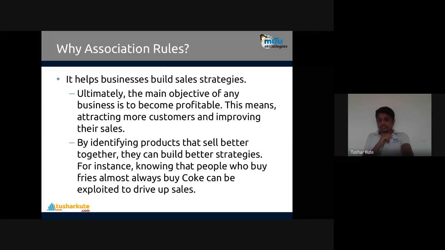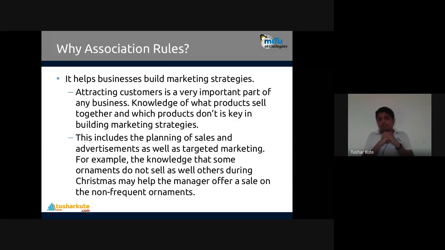The first advantage. Second, it helps to build marketing strategies also. Attracting more customers is a very important part of any business. Knowledge of which products sell together and which products don't is key in building strategies. We generally work like that.